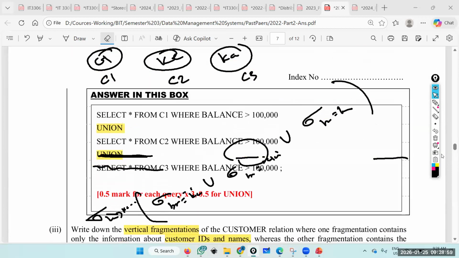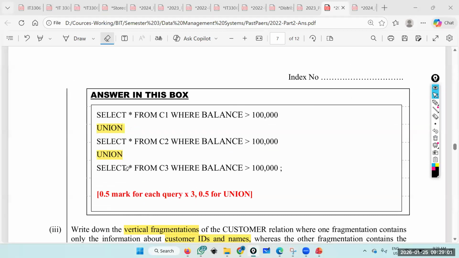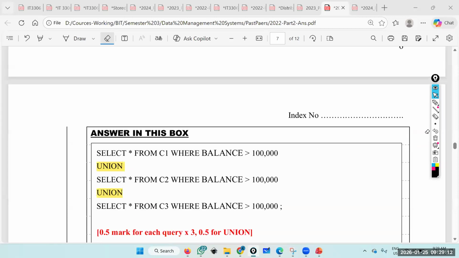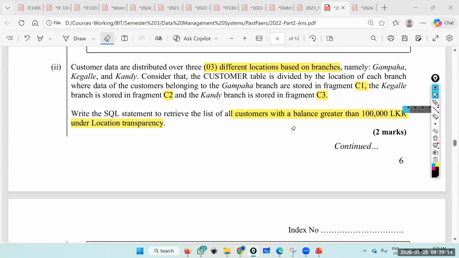Examiner has done the union. So that means the examiner has expected only location transparency, but no fragmentation transparency. That is what I thought. So you can see it says location transparency. But the examiner has not expected you to assume fragmentation transparency. That means fragmentation is not transparent.